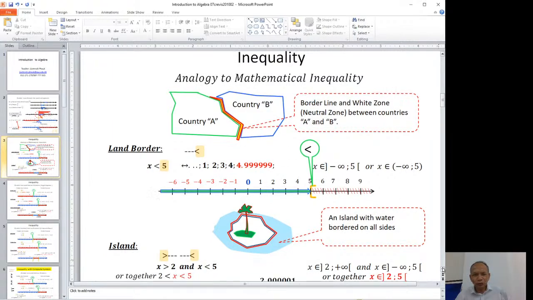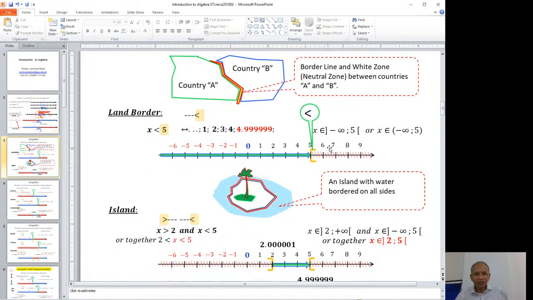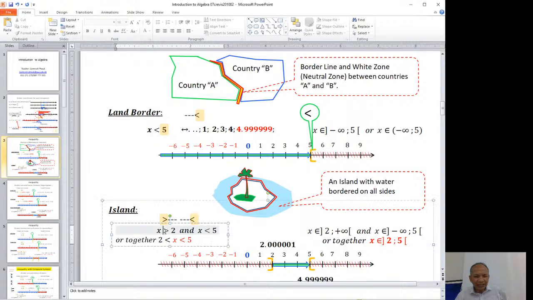If we use this symbol, this land border is only on one side here. If we are on an island, the border is on all sides, surrounding this island country. So it means x bigger than 2 and x smaller than 5. So we write like this together.